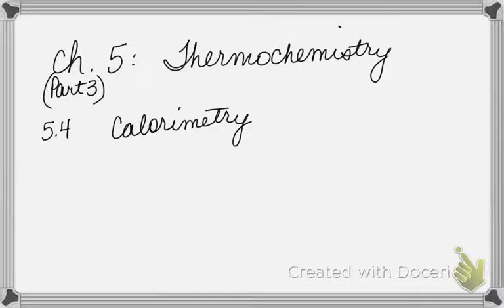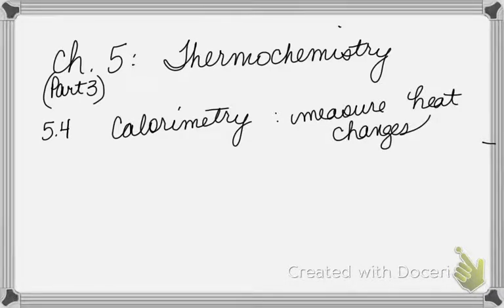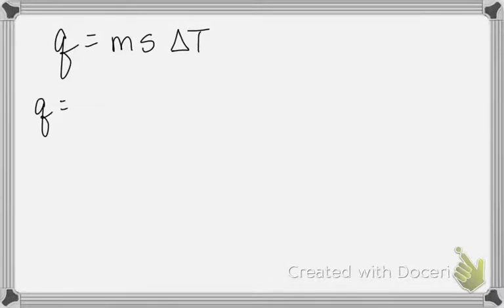In calorimetry, we measure heat changes. And remember, heat is Q. So in calorimetry, we're measuring heat changes, and a good way to measure heat changes would be by monitoring the temperature. But again, realize they're not the same. There's a formula for calorimetry, and that formula is Q equals m s delta T, where Q is heat.